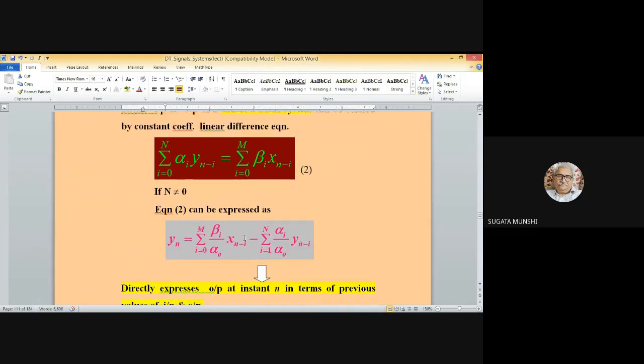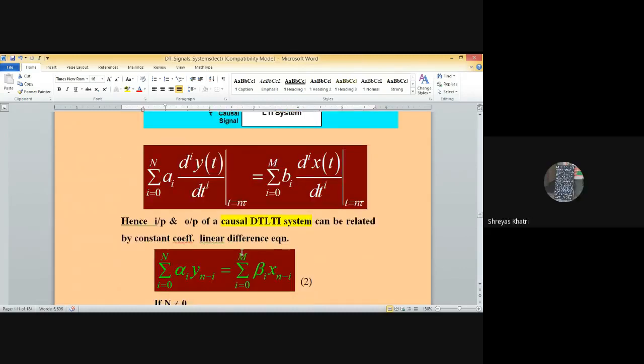Let's stop here. Sir, can you go up to the diagram, the discrete time LTI? Yes.